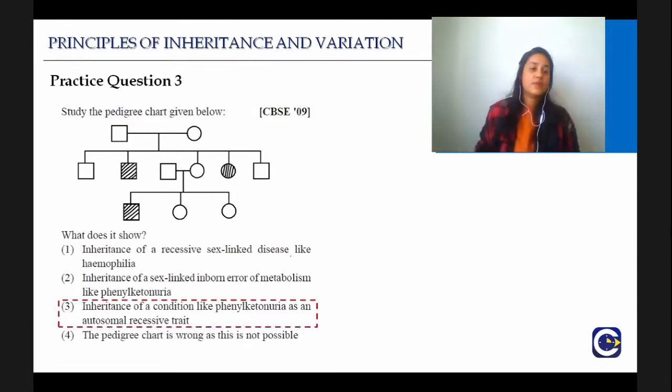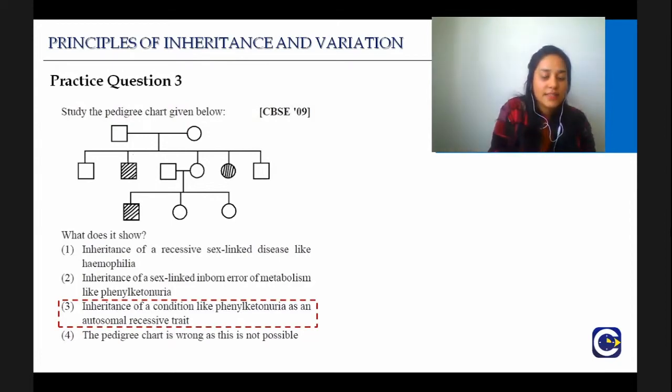Okay. So first I will tell you the right answer is 3. None of you gave the right answer. All of you thought that it was inheritance of a sex-linked disease like hemophilia, which is not the right answer. The right answer is option number 3. It is again a recessive disorder here. This individual has the disease and therefore these are both heterozygous parents here. And then there is skipping of generation.